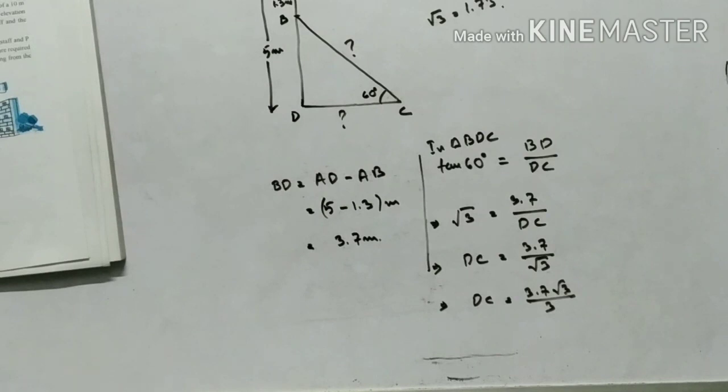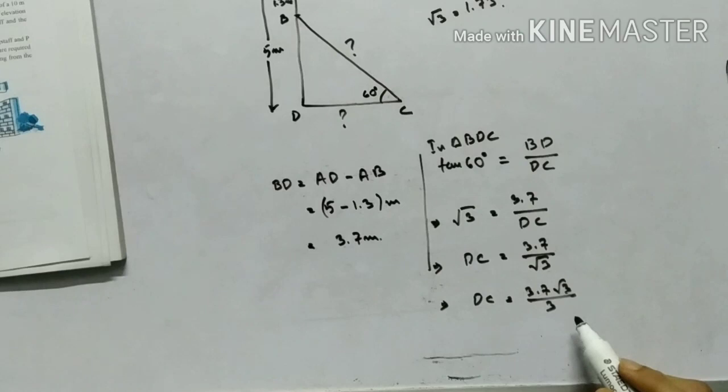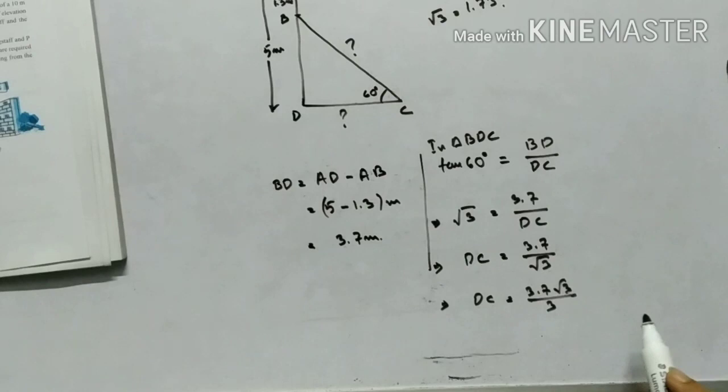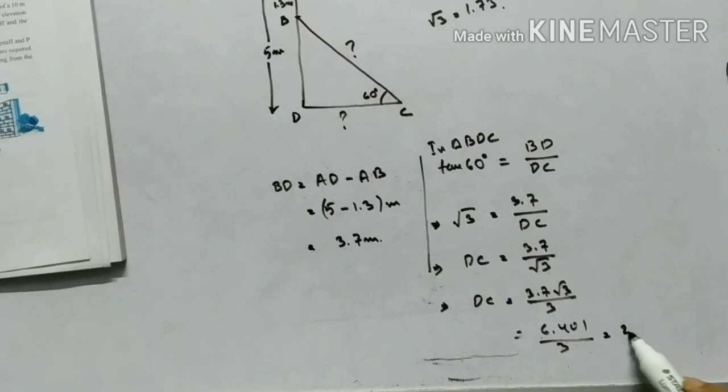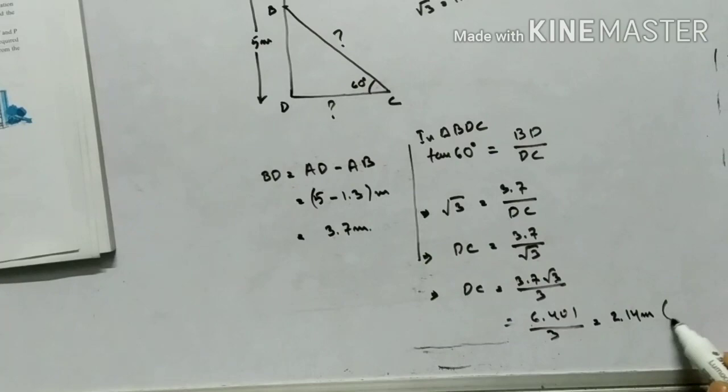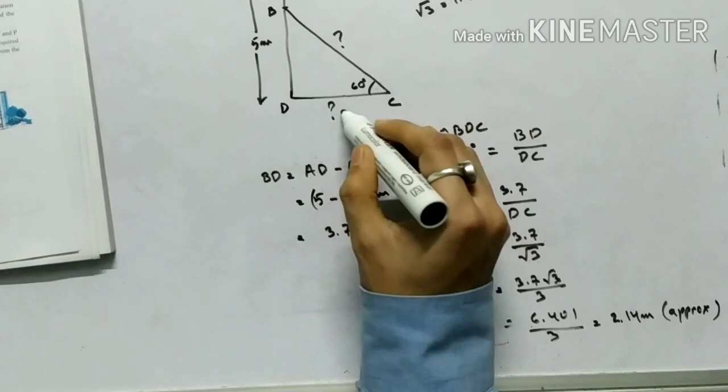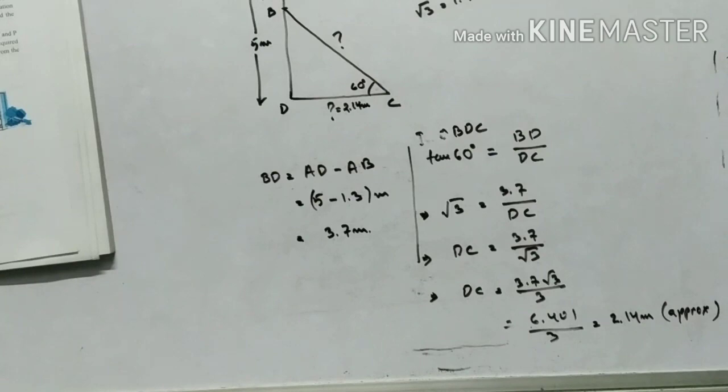So if I solve it, I will get 3.7 into 1.73 divided by 3. 3.7 into 1.73 will give me 6.401, divided by 3, I will get 2.14 meter. This is the approximate value I will get. So DC value is 2.14 meter I got.